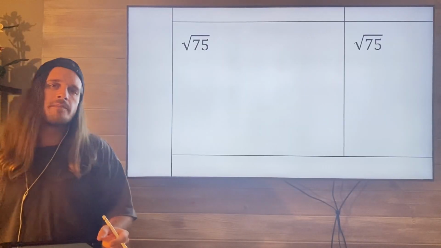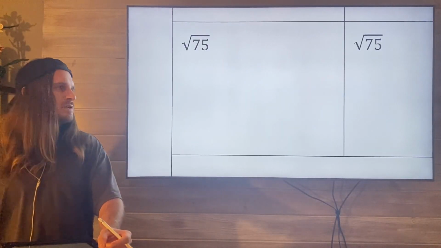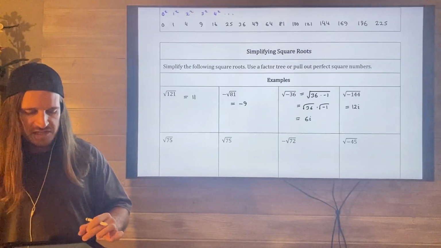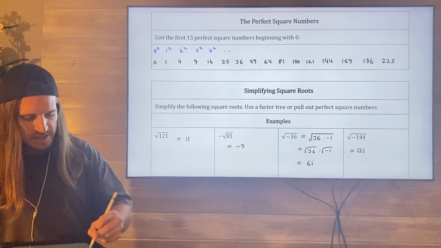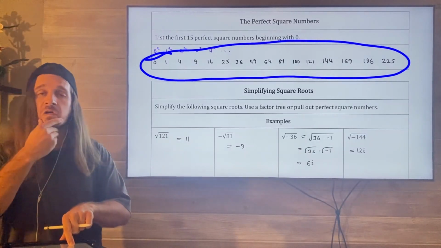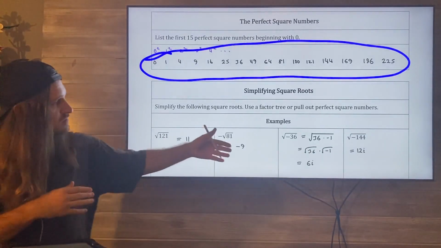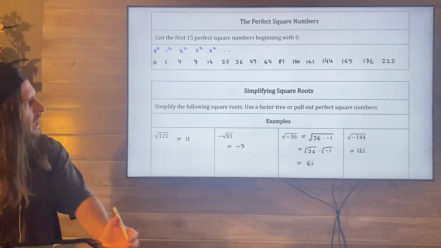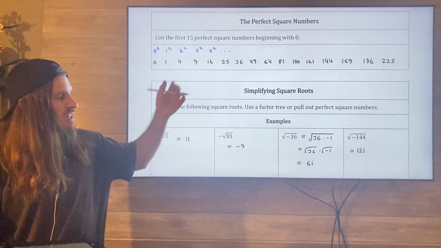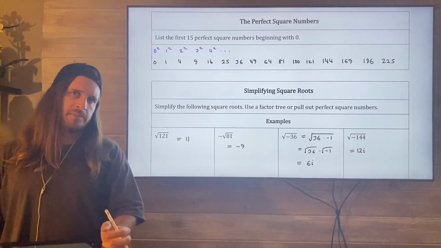Here's what I mean by pulling out perfect square numbers. I'm looking at 75. Is 75 a perfect square number? Is it on this list? No, it's not. So it's not going to be as clean as the first four examples. How do we handle this? Well, 75 may not be on this list, but it is divisible by something on this list.